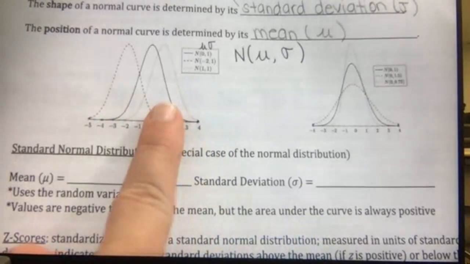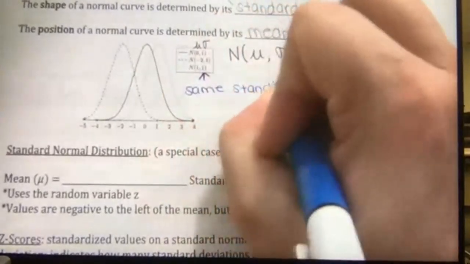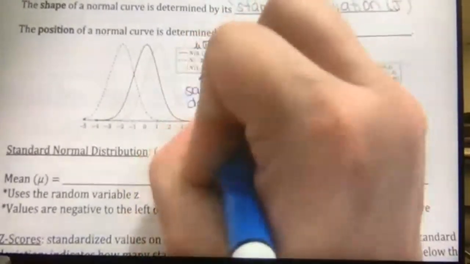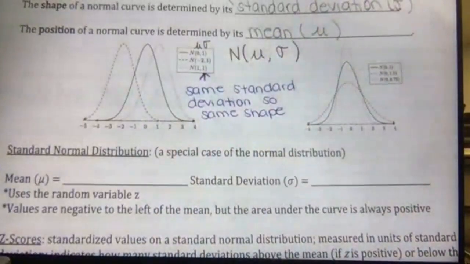So notice for all of them, they have the same standard deviation. So they have the same shape. It's the same exact width, the same spread. Just notice that they are shifted left and right. Their position is different because our mean is different. Remember, it's centered around our mean.